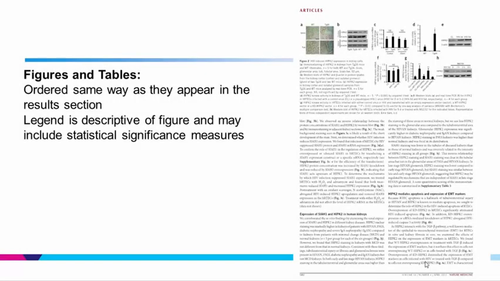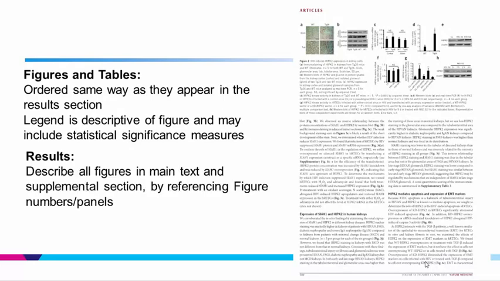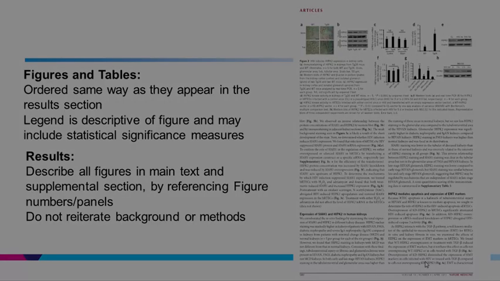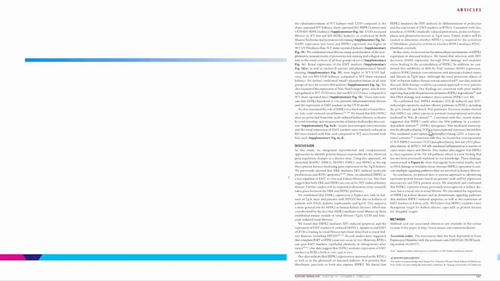Next, figures and tables are a component of the paper, and they're generally part of the results section. They are ordered in the same way as they appear in the results section, and they always contain a legend that is descriptive and at times may include some statistical significance measures. The results section presents the data that you have collected in a rational way without excessive interpretation, just enough to make the presentation logical and connected. In this section, each of the figures and tables should be referenced with a summary statement of what is demonstrated in each.